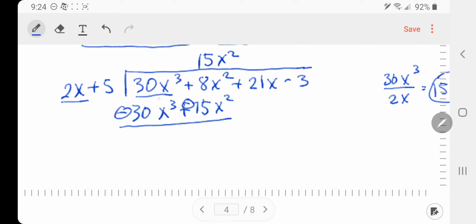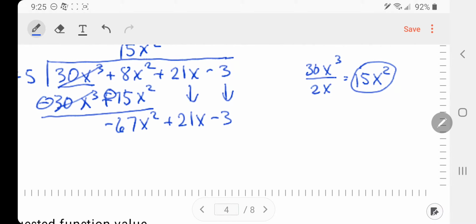And then we're going to have 30 minus 30, well, those cancel. 8 minus 75. Let's go to the handy dandy calculator. 8 minus 75 works out to be negative 67x squared. Next, the 21x can come down. And the minus 3 if you want it to also. All right, now, again, we're going to take the lead term of what's left here, the negative 67x squared, and again divide it by 2x.